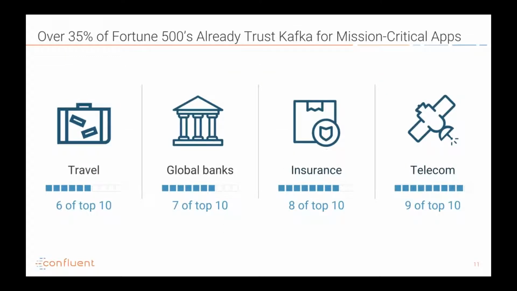And so I said next generation, but really this system is already kind of here. So 35% of the Fortune 500 already use Kafka. And as you can see here, a majority of the top companies in their industry rely on Kafka.